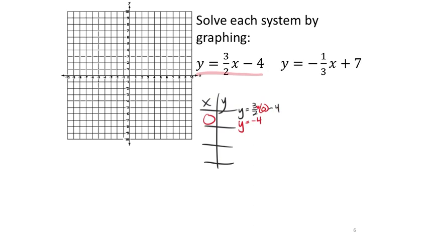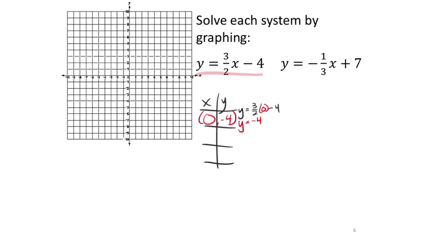I just put it into the calculator, okay? So I did 3 divided by 2, parentheses 0 minus 4, and then it gives me this answer. So I get the ordered pair 0, -4. Now you can put that on the graph, but I'm expecting to put several points on this graph. So let's see what happens next.